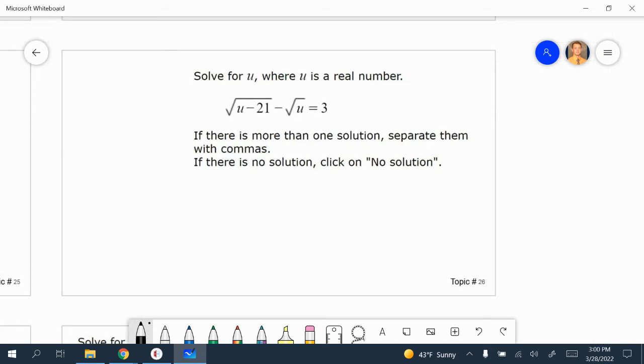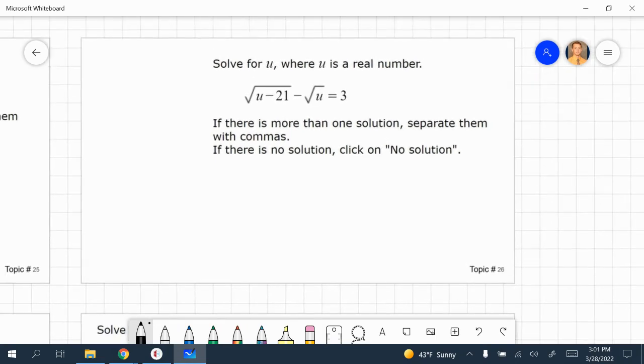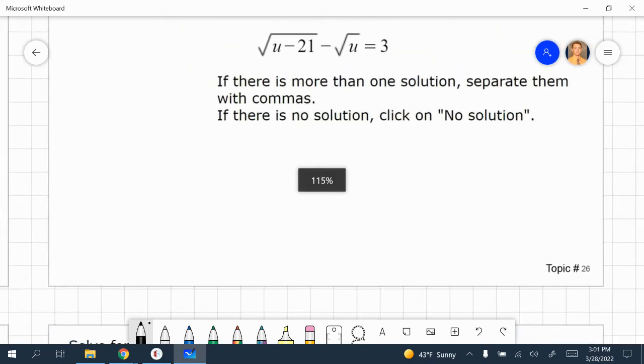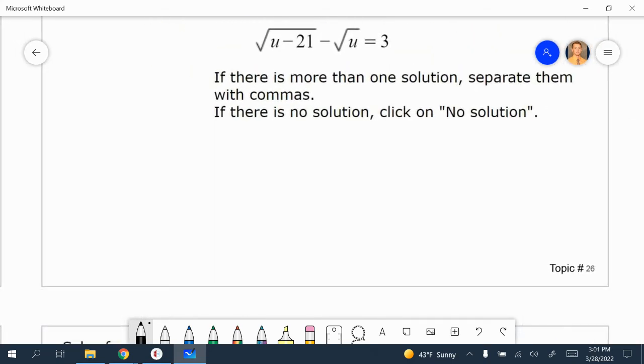Topic number 26. Same situation here. I'm actually going to move this stuff over to the other side by adding the square root of u to both sides. But this one's going to be a little bit more work. I might actually have to zoom in a little bit because I'm going to have to show quite a bit of work on this one. So once I add it over, I'll have the square root of u minus 21 equals 3 plus the square root of u. Okay, now I can square both sides, but this is going to get a little tricky.